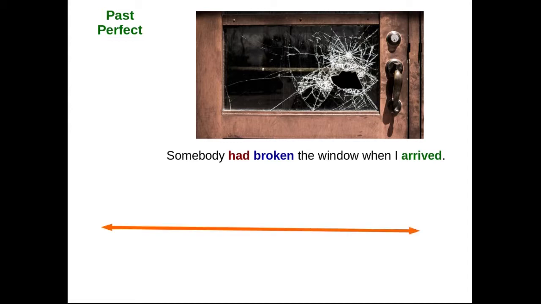Here is the broken window. So the past perfect, somebody had broken the window when I arrived. There are two actions. Somebody broke the window, I arrived. Let's look at a timeline. And this is now. This is the moment when I arrived. And sometime before this moment, somebody had broken the window. Before I arrived. I don't know when, just before I arrived.